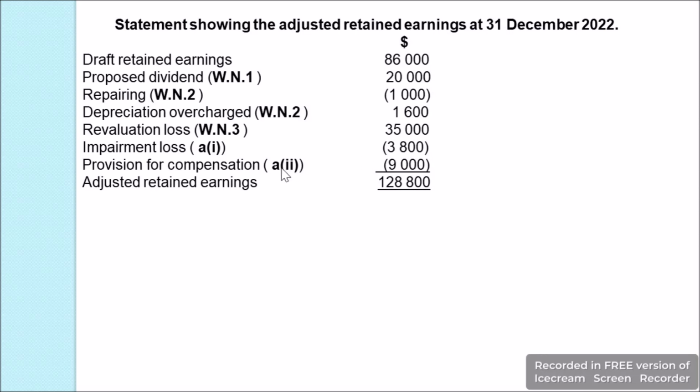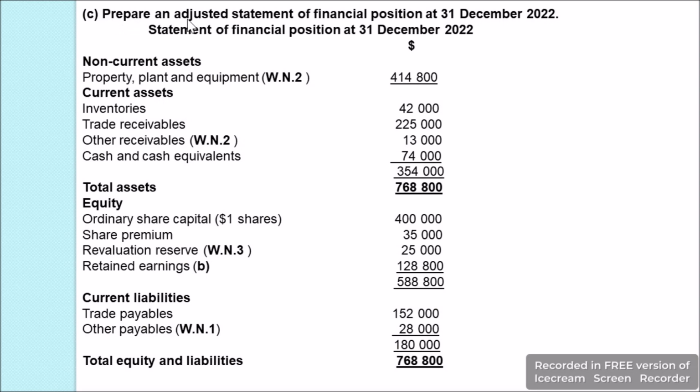from the retained earnings. Then the provision for compensation, which was done in the second A bit, was for the payment of the lawsuit, and as this is considered an expense, it should be subtracted, and hence we have subtracted this provision for contingent liability from the retained earnings. So after adding and subtracting, we get the adjusted retained earnings as $128,800.